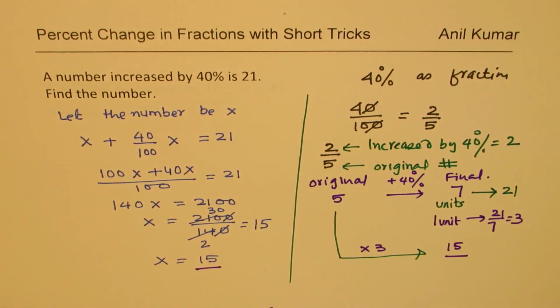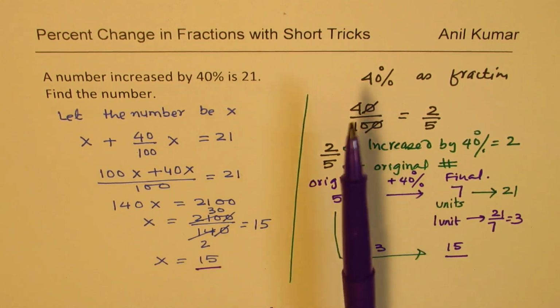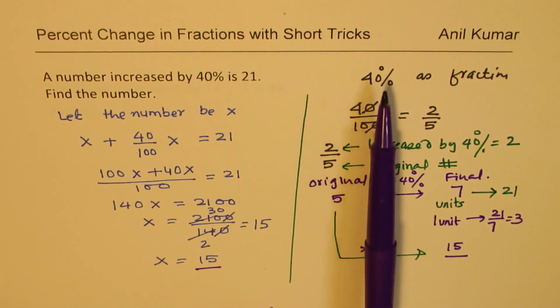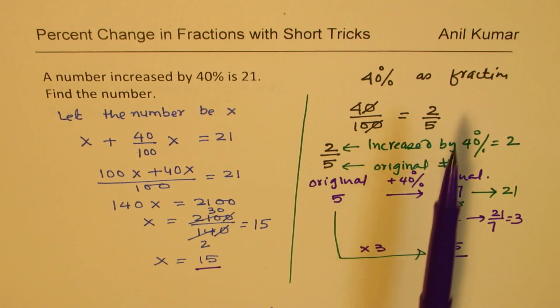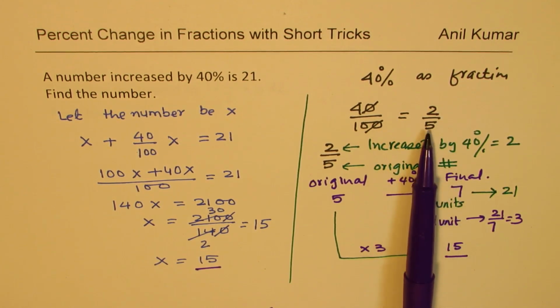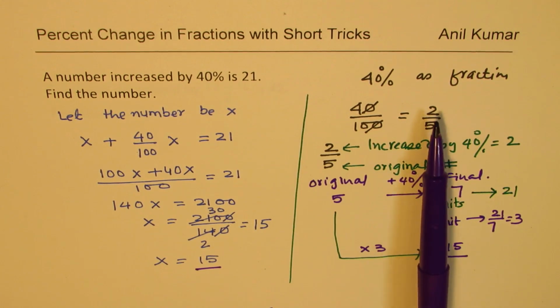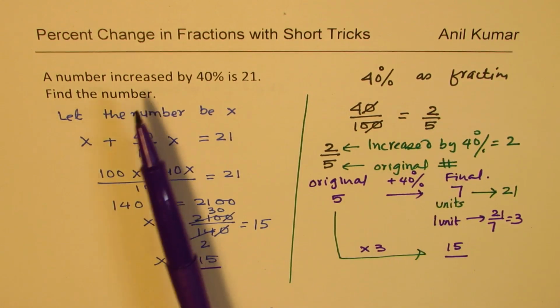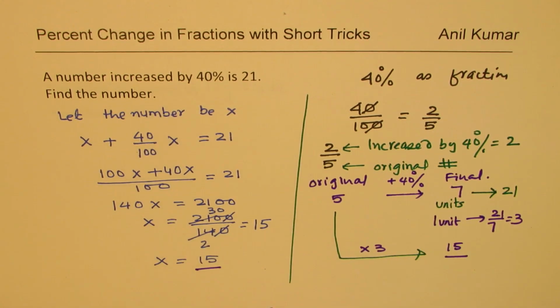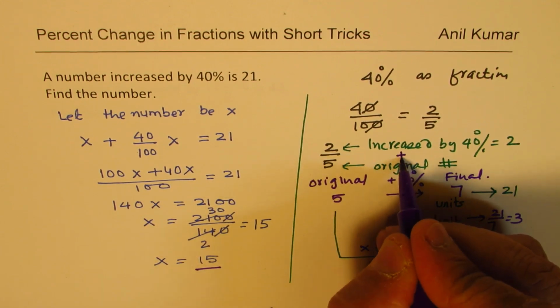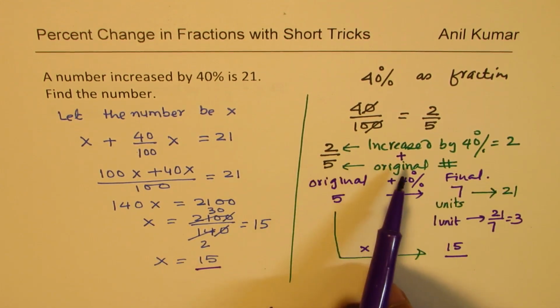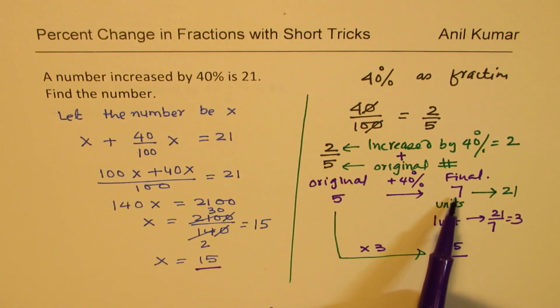Without much calculation. Once you get into the practice of this, you can easily write 40% as 2 over 5. 2 over 5 means that if the number is 5, then the 40% change is the number 2. We are talking about increase, that means you add, right? So when you add 2 to 5, you get your number 7.